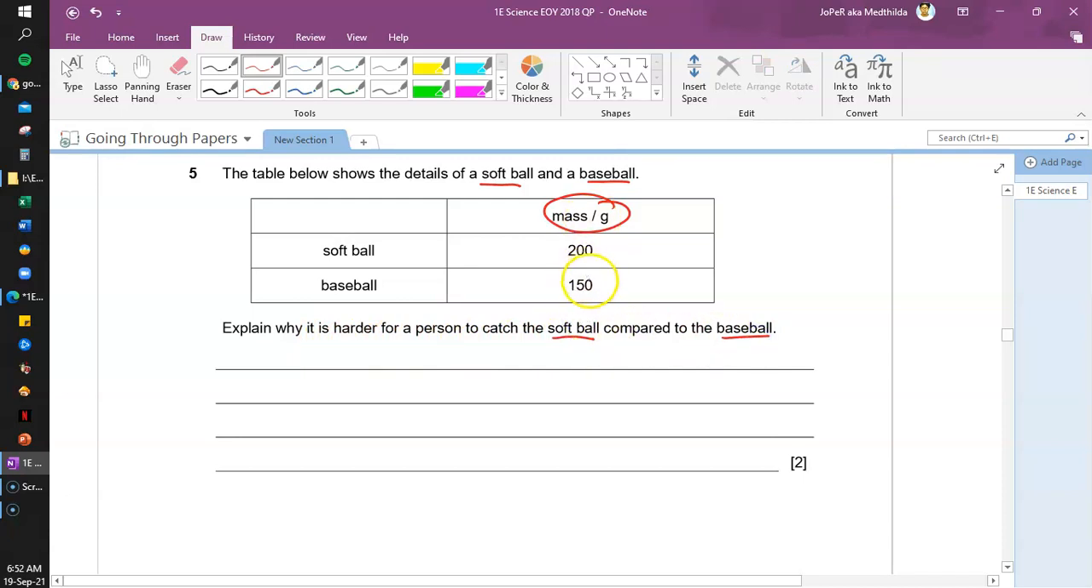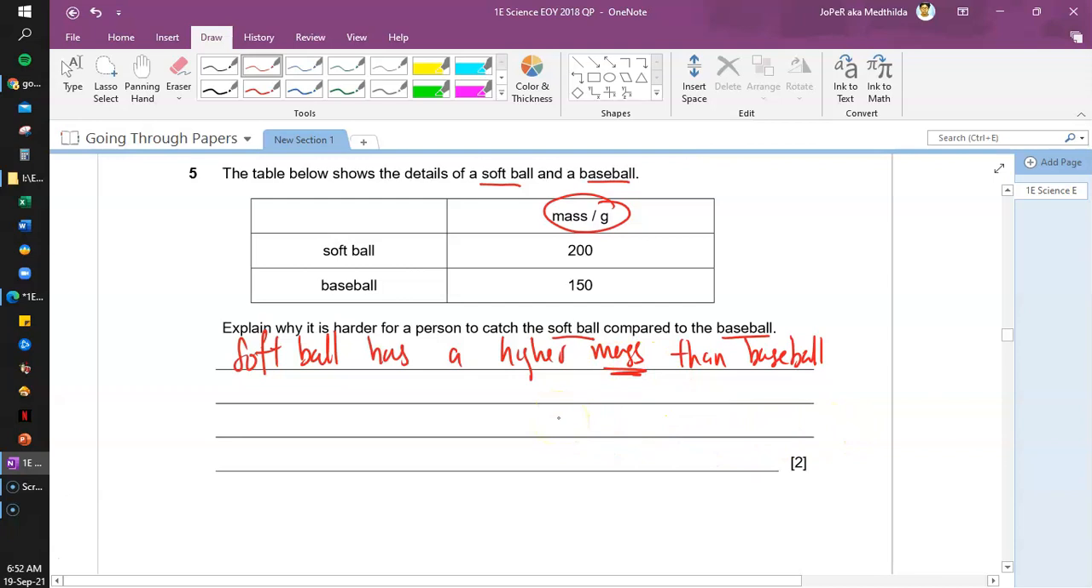So first difference is you can observe immediately that a softball has a higher mass. Take note, the word is mass, not weight, not heavier, but higher mass than baseball. Why do we try not to accept heavier? Because are you comparing weight or are you comparing mass? It's very important for this question to really talk about the idea of mass.